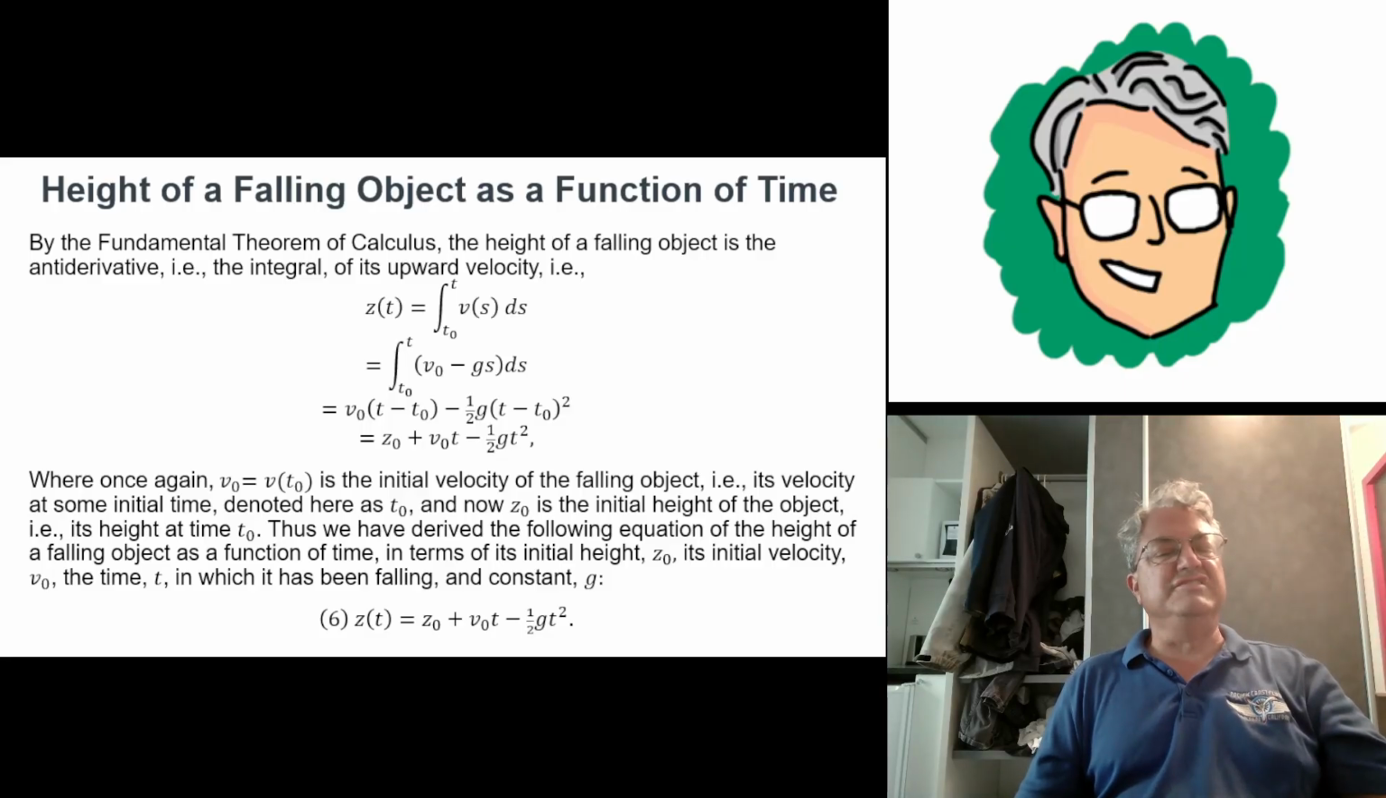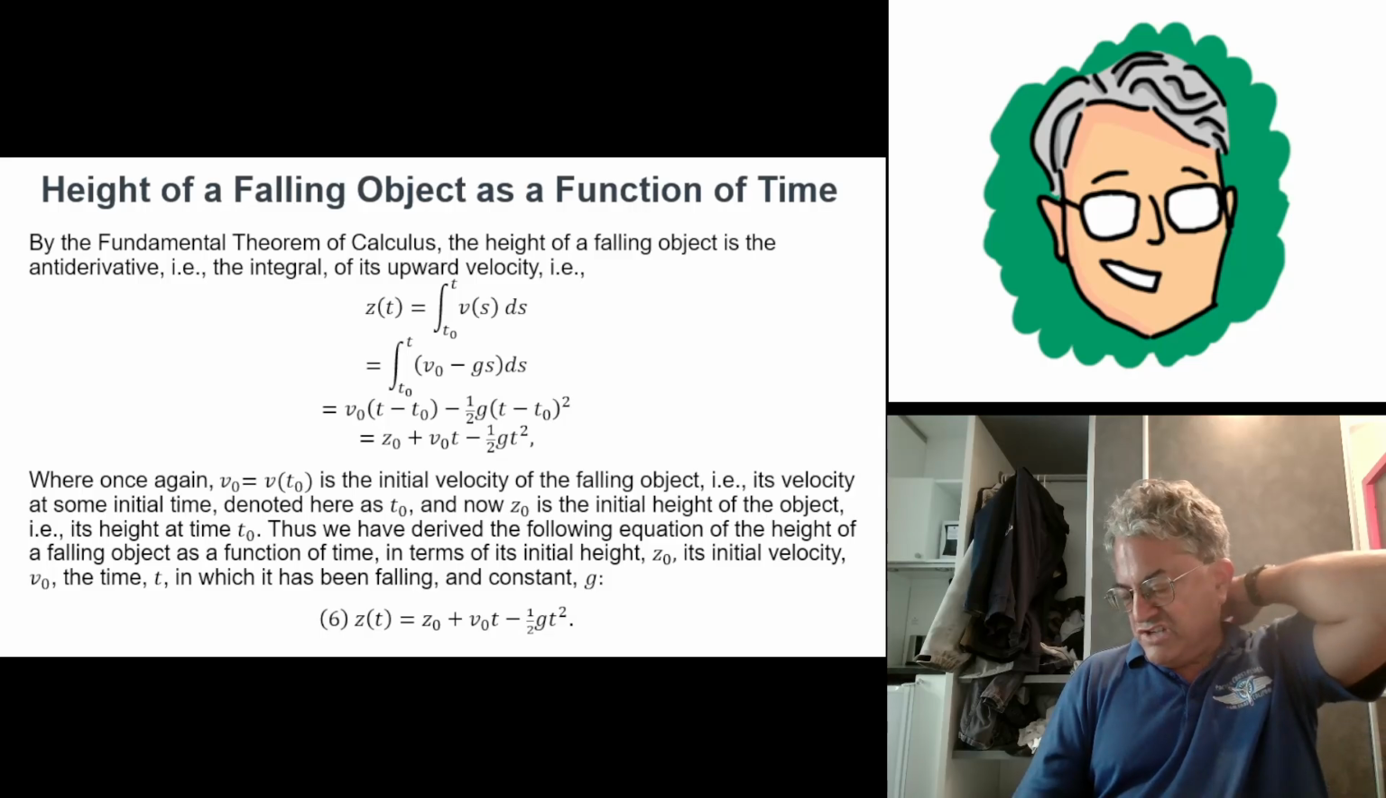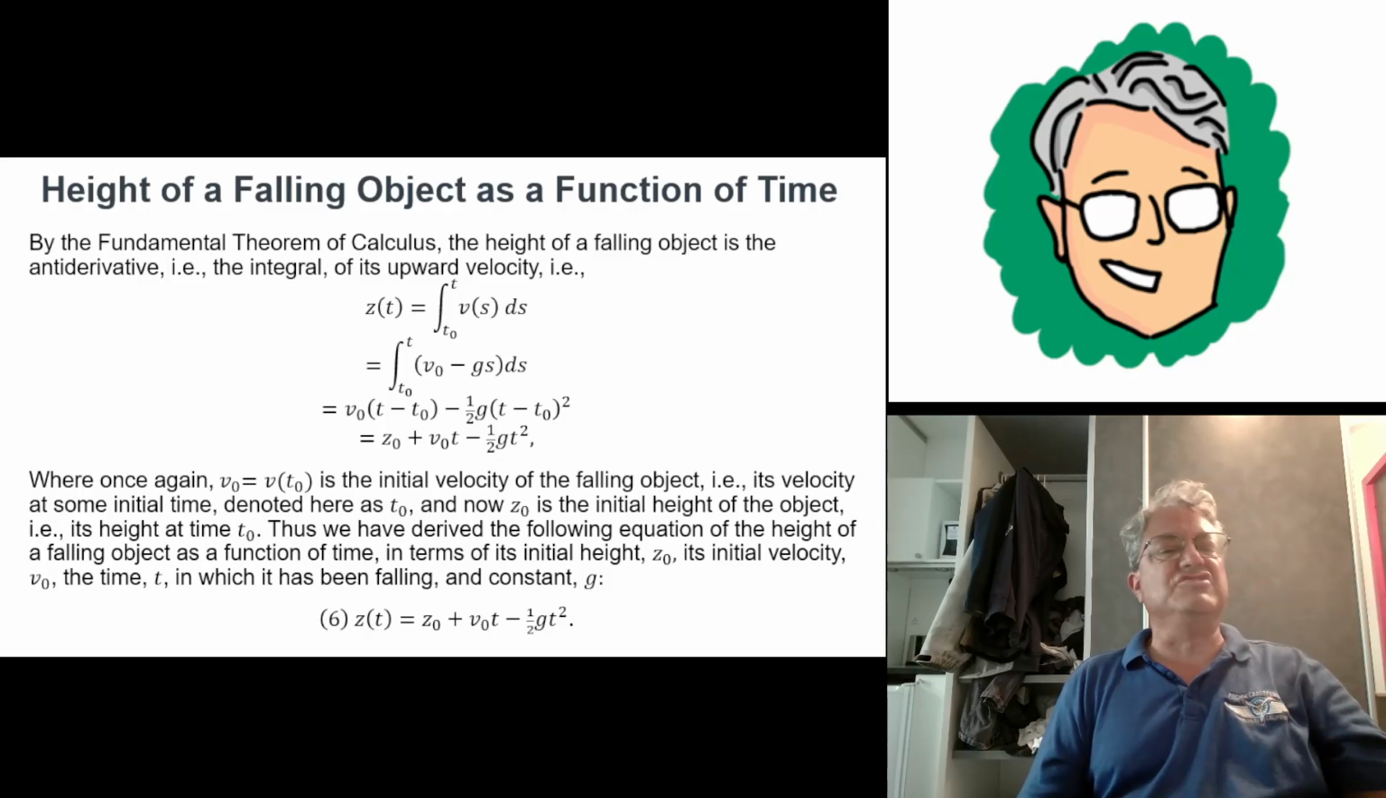You don't really need t0 in here. Usually people use t0 equals 0. But you also have to have an initial height. And your initial height is what I'm calling z0 here. Remember, whenever you do an integral, there's always an integration constant you're left with. So the integration constant in this case is z0. That's the initial height of the ball.